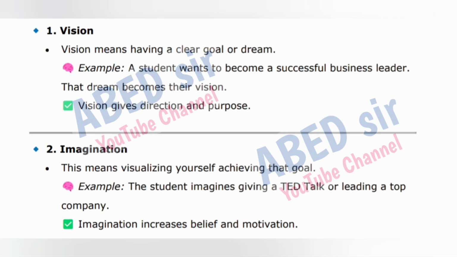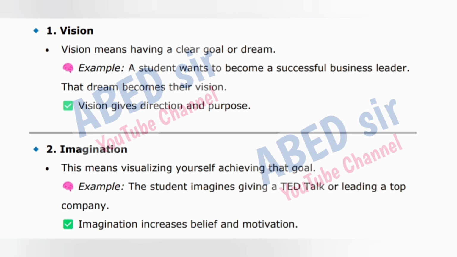1. Vision. Vision means having a clear goal or dream. Example, a student wants to become a successful business leader. That dream becomes their vision. Vision gives direction and purpose.